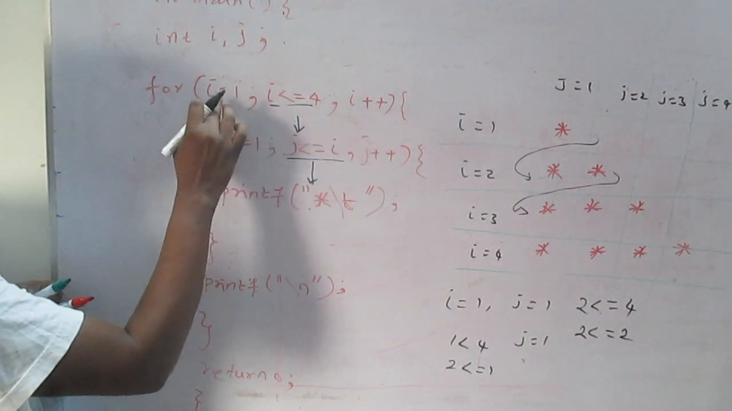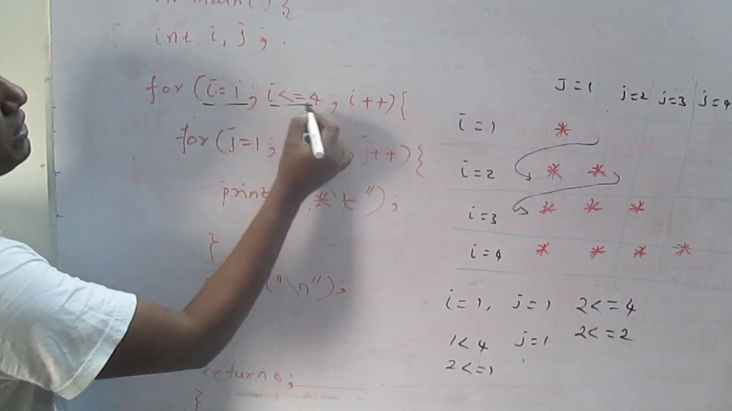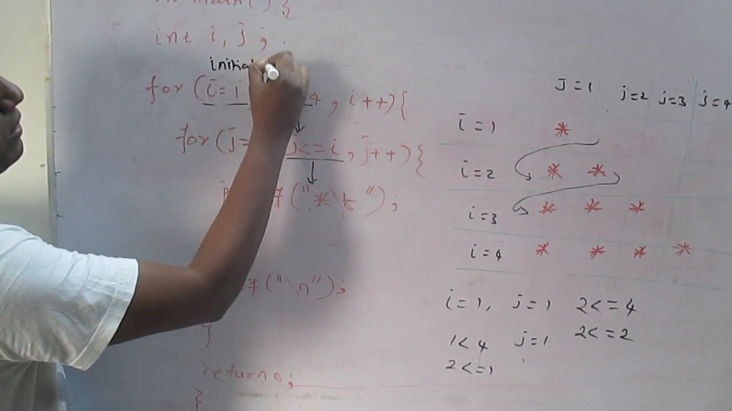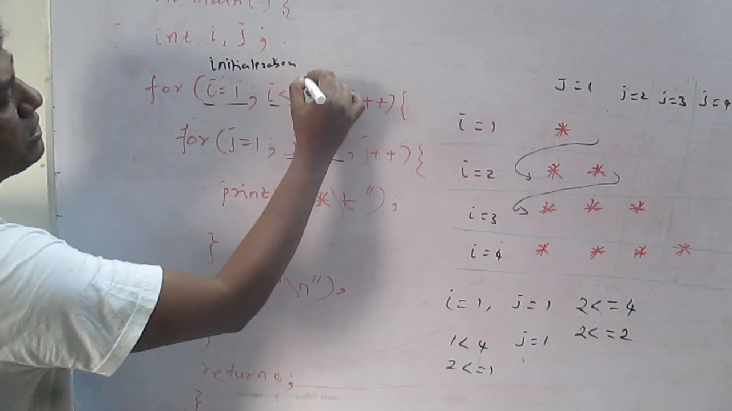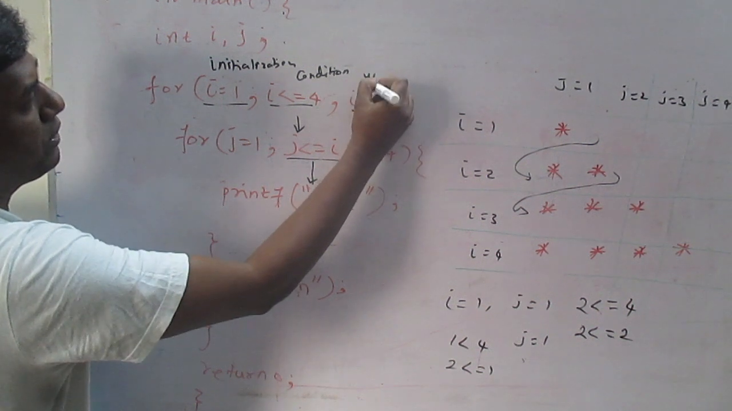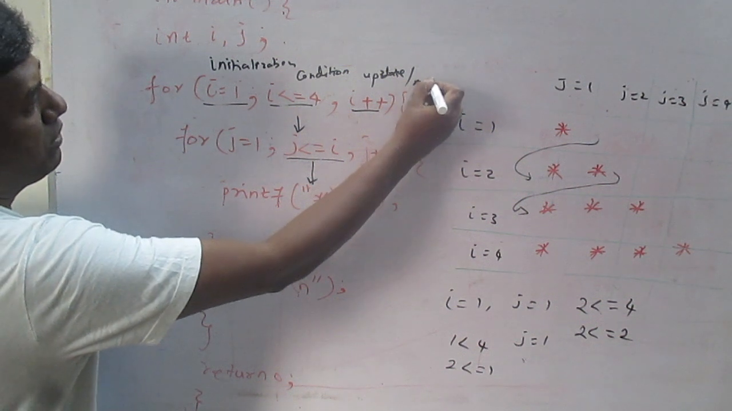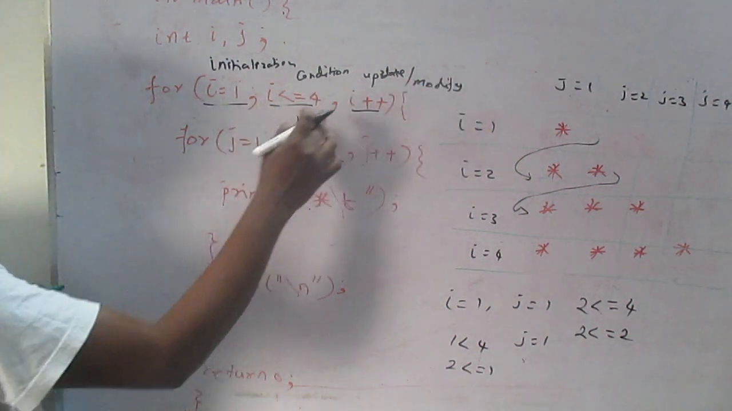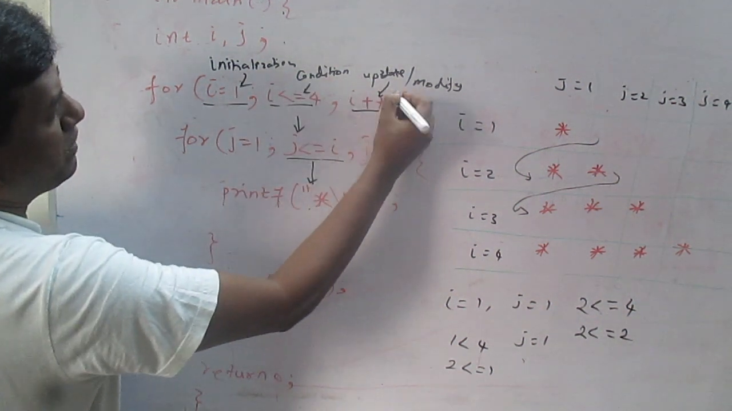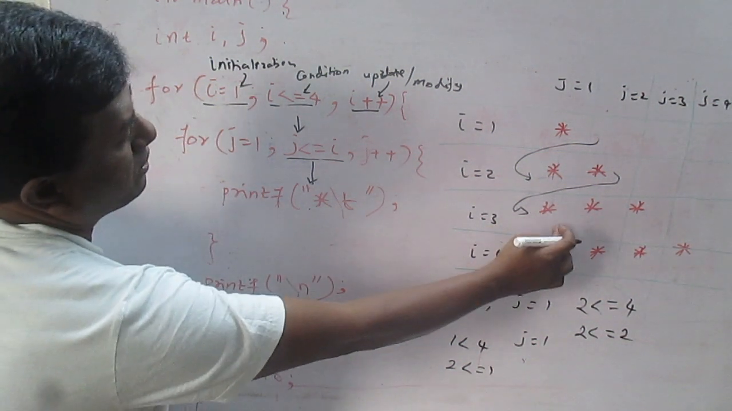Any kind of loop works based on three things: initialization, condition, and update or modifier. So this is initialization, this is condition, and this is update or modifier. These three things are important in looping statements. Based on that only this loop works, and that is how we are getting these patterns.